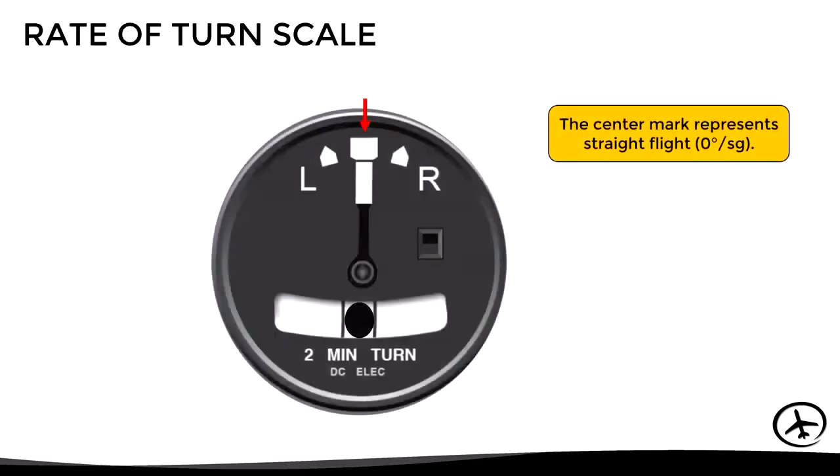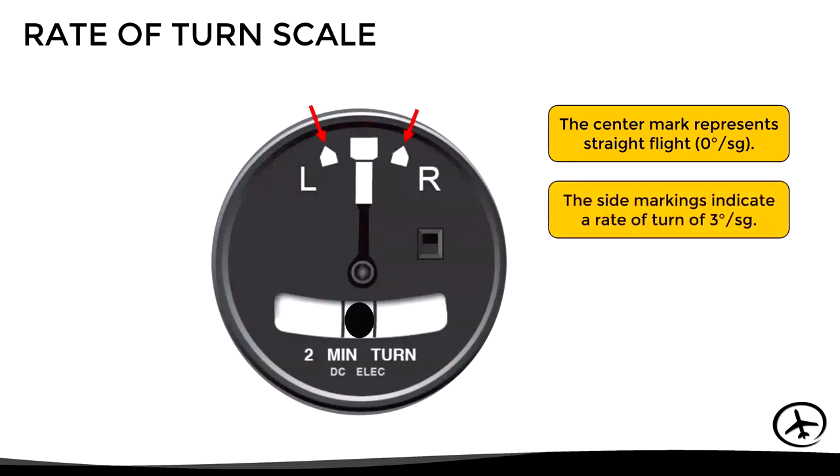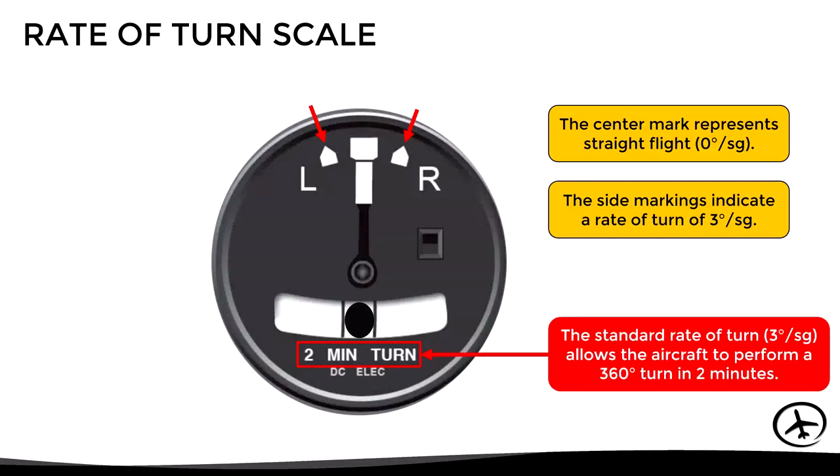Here, the center mark represents straight flight, or in other words, a rate of turn of 0 degrees per second. On the other hand, the side markings represent a rate of turn of 3 degrees per second, which in aviation corresponds to the standard rate of turn. It is mainly used in instrument flight procedures, as well as in many maneuvers. This standard rate of turn allows the aircraft to make a 360-degree turn in 2 minutes, which is specified on the instrument as we can see.